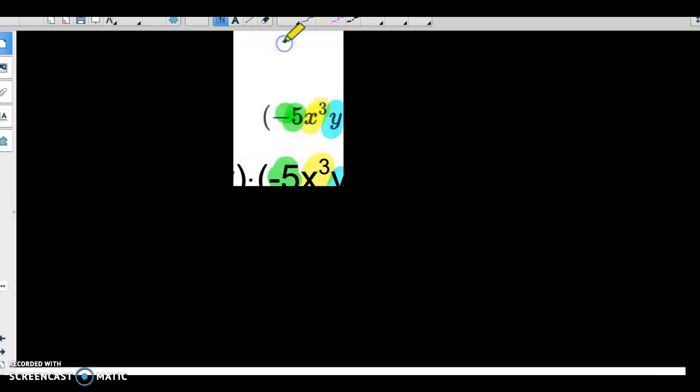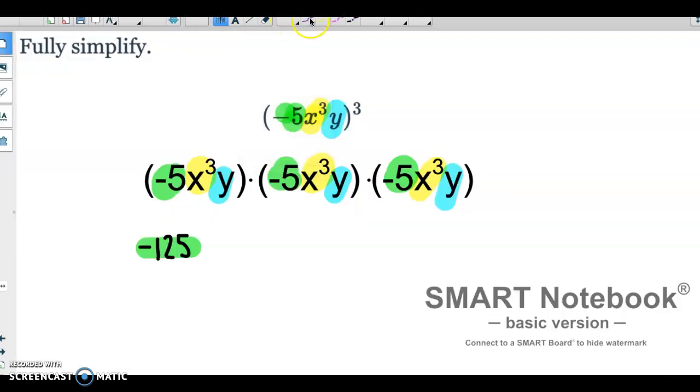Now we're going to look at the yellow pieces, so our x's. So x cubed times x cubed times x cubed. Remember, when you're multiplying with the same base, you keep the base and you're going to add the exponents. So what is our new exponent going to be on our x? If we add up 3 plus 3 plus 3, there you get 9. So negative 125x to the 9th.